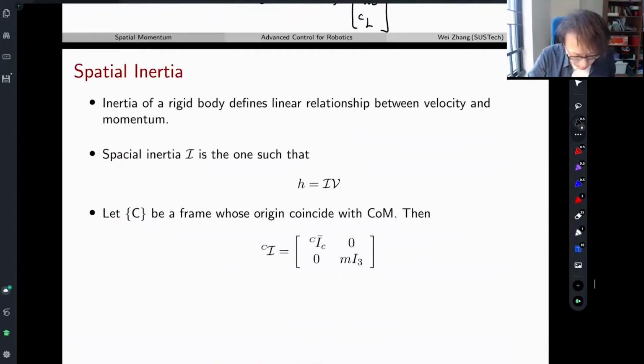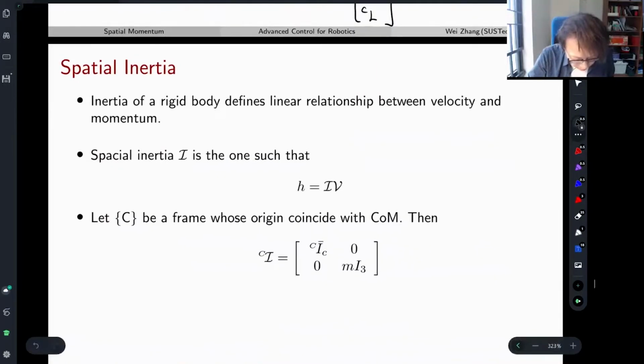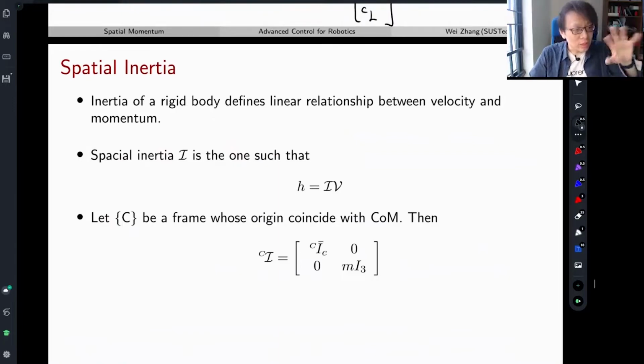Let's start talking about inertia. We introduced the inertia matrix, the rotational inertia matrix. That's typically what any physics or undergraduate robotics class will talk about. In this class, since we talk about twist and the spatial velocity and the spatial force and the spatial momentum, we can generalize the rotational inertia to a spatial inertia. Just need to put two things together.